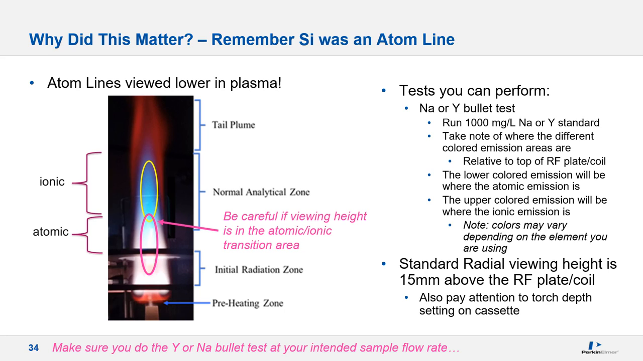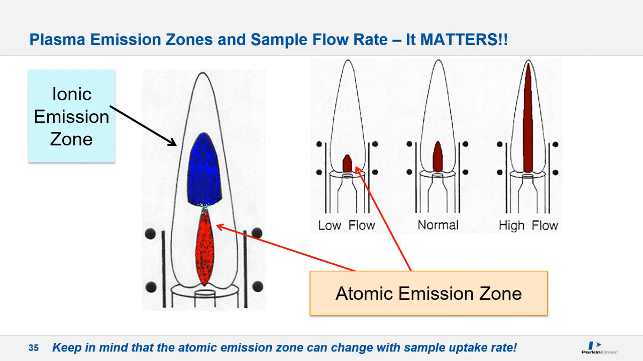Also, you should do your sodium or yttrium bullet test at your intended sample flow rate using the spray chamber and nebulizer that you are going to use for your analysis. So why did I make this last statement about using the same spray chamber and nebulizer when you're doing a yttrium or sodium bullet test? This is because the atomic emission zone location can vary with the sample uptake rate you are using and the aerosol droplet size. So it's important to use the same sample introduction system that you're using for your analysis when you do these tests to figure out your viewing heights.